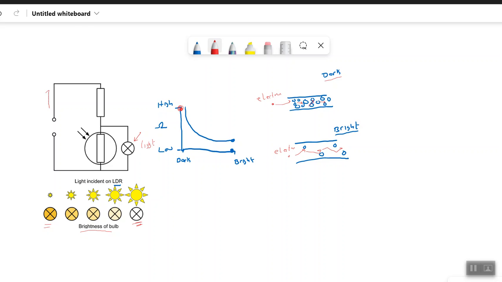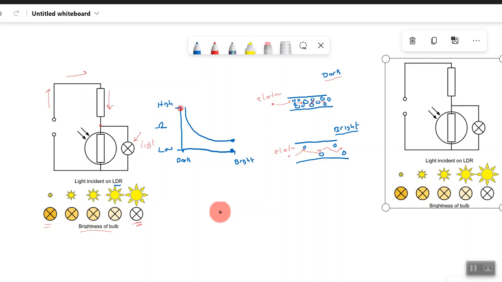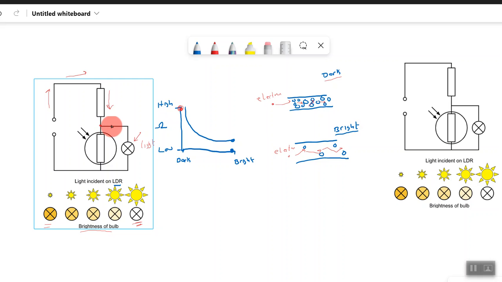So what's going to happen is they're going to move like this through the circuit. They're going to go through this resistor, and this resistor will slow down the movement of the electrons, and then they'll come to this junction here. And when they come to this junction, they can go this way, okay, and down through the bulb, or they can go this way.